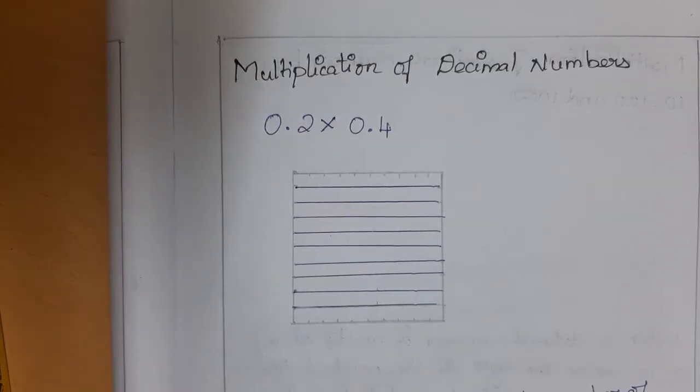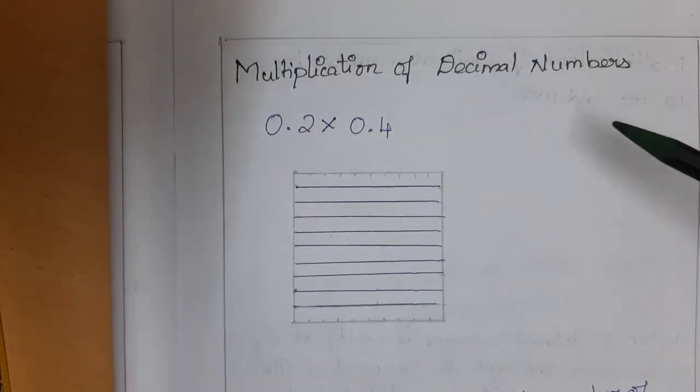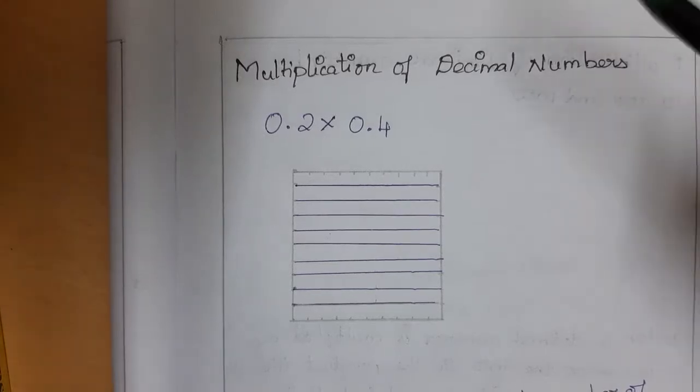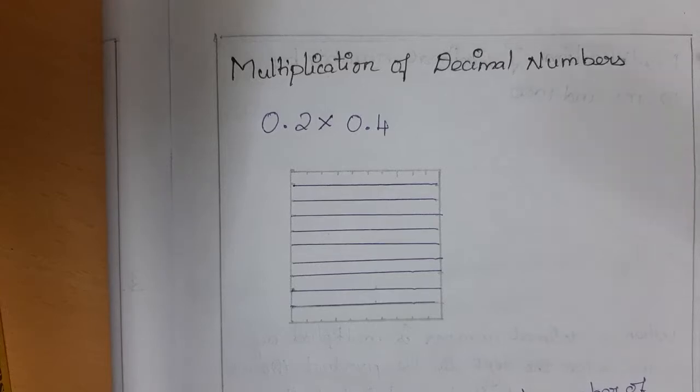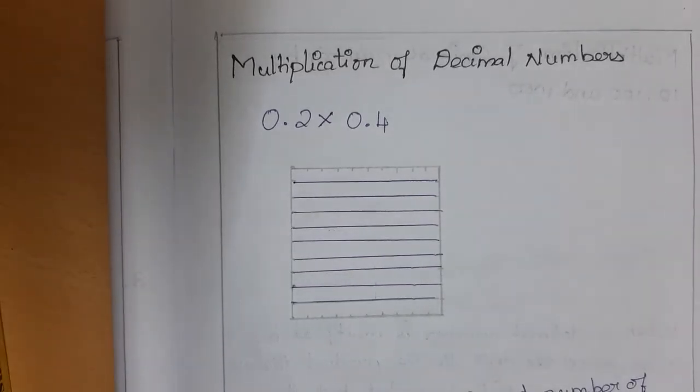Hi students, today we are going to learn about multiplication of decimal numbers. So I'm considering 0.2 into 0.4. Both are decimal numbers and we have to multiply. So first I will represent this using a figure.